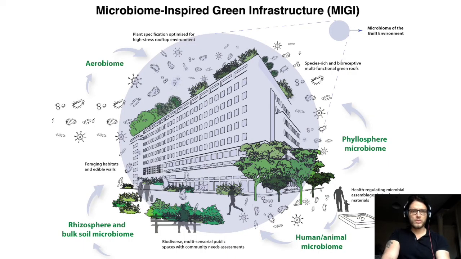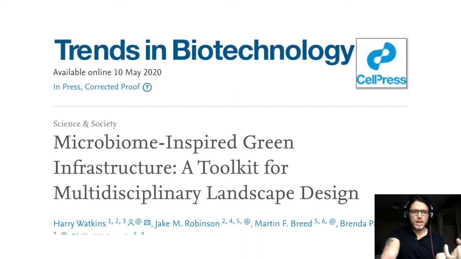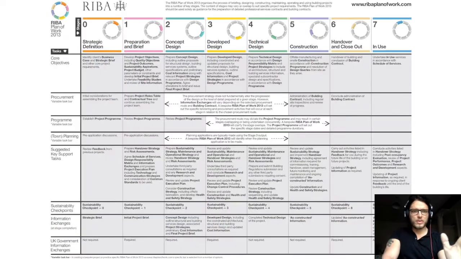We came up with this concept called Microbiome-Inspired Green Infrastructure, and our first stab at overlaying microbial ecology considerations onto a landscape architecture plan of works was published in Trends in Biotechnology. We took this RIBA plan of works, which has these concepts from preparation and brief to conceptual design and then through to construction. So it's this plan of works for a landscape architectural project. And then we overlaid considerations from microbial ecology onto each stage.